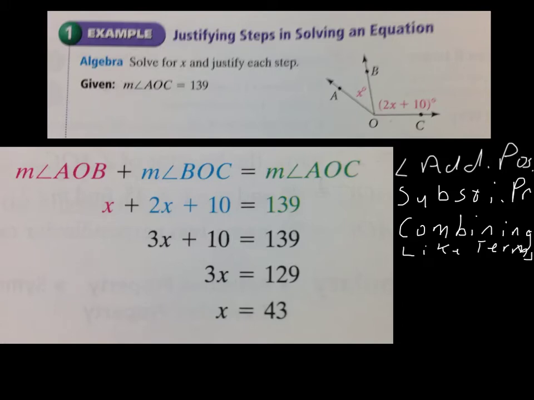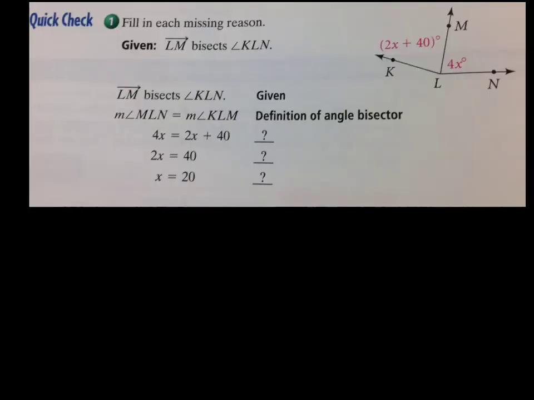And then we're going to subtract 10 from both sides, so that's the subtraction property of equality. And last, we divide both sides by 3, which would be division property of equality. Now I'd like you to take a minute and see if you can fill in the missing steps on quick check number 1. Please pause the video while you try to fill these in.